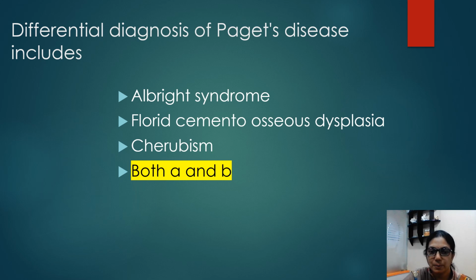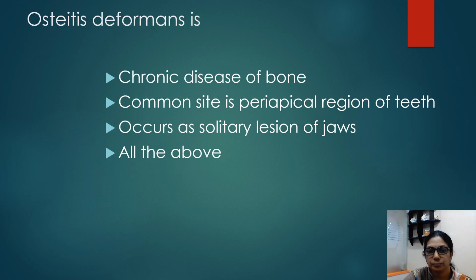So these two will be seen involving many bones. Florid cemento-osseous dysplasia also involves, apart from the jaw bones, other bones also, and even in Albright syndrome we will be seeing fibrous dysplasia involving multiple bones. So both these have to be ruled out to diagnose a case of Paget's disease.